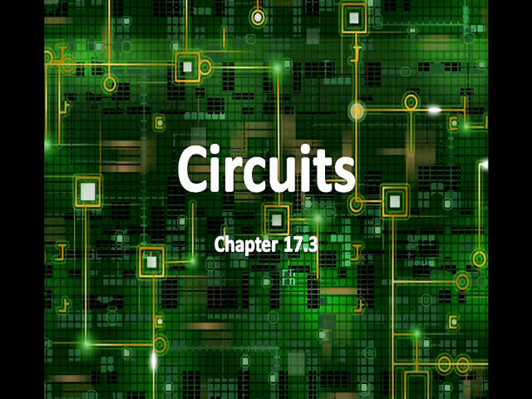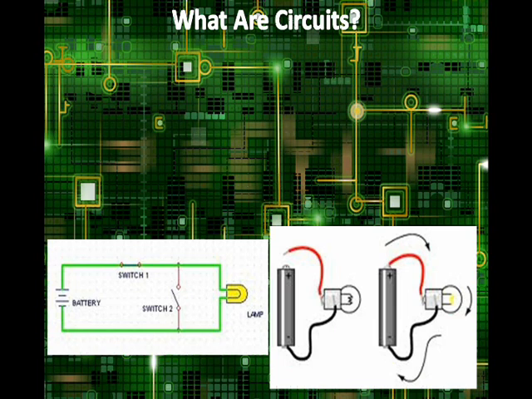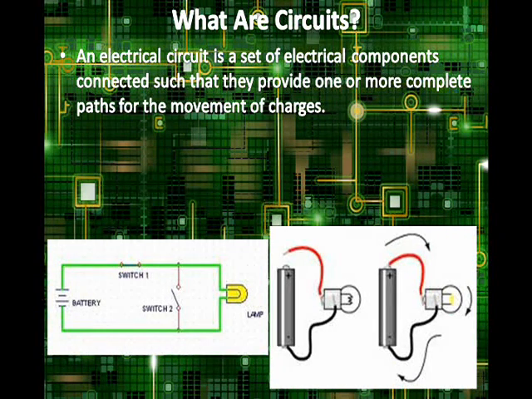Now it's time to talk about electric circuits. So what are circuits? An electrical circuit is a set of electrical components connected in such a way that they provide one or more complete paths for the movement of charges. So they're just a pathway that charges can move through.